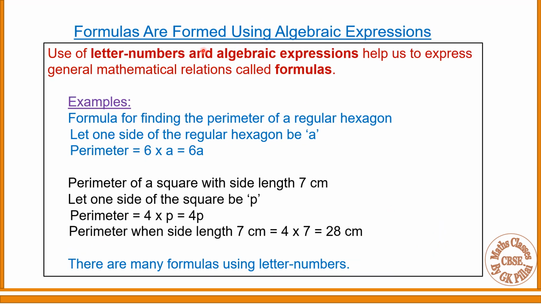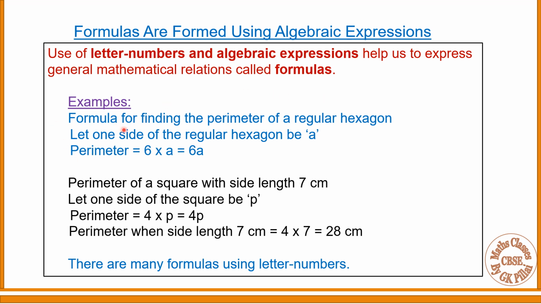Formulas are formed using algebraic expressions. In the chapter on areas, you must have seen we require formulae like perimeter of a square, area of a square, area of a rhombus, etc. There we use letter numbers only. Use of letter numbers and algebraic expressions helps us to express general mathematical relations called formulas.